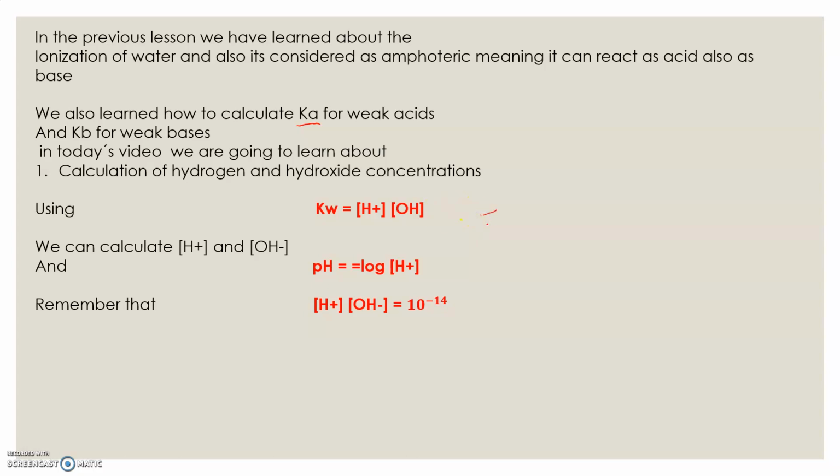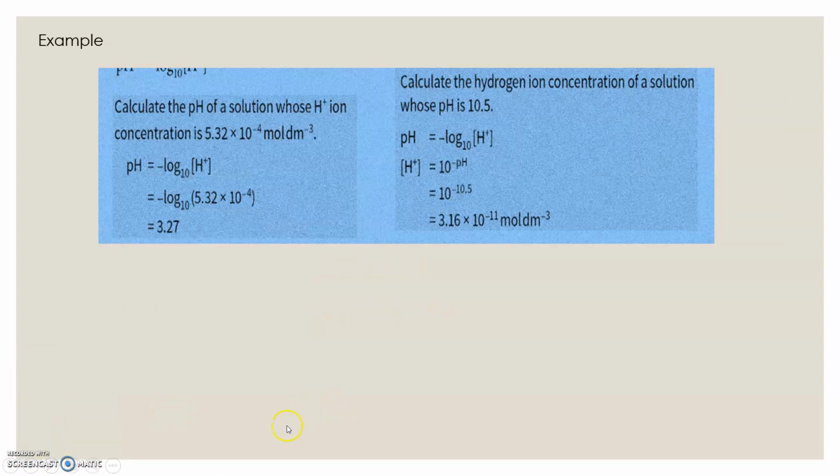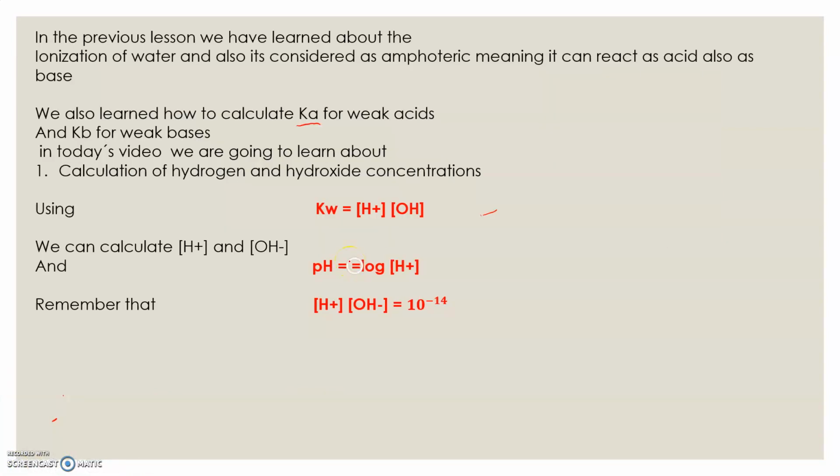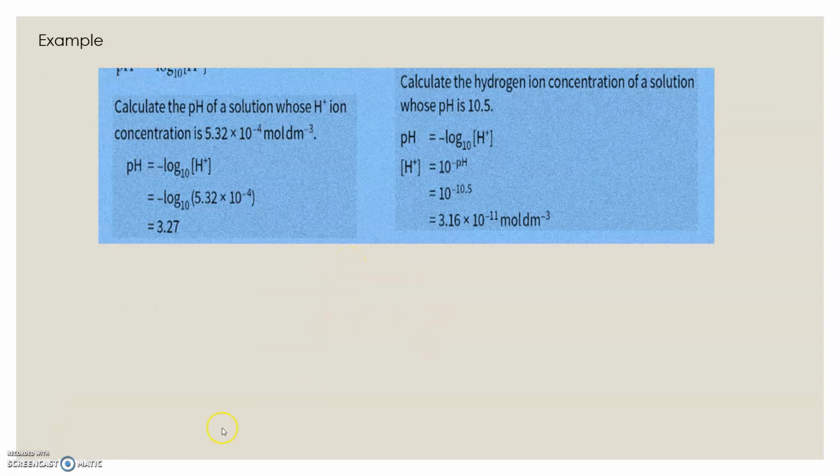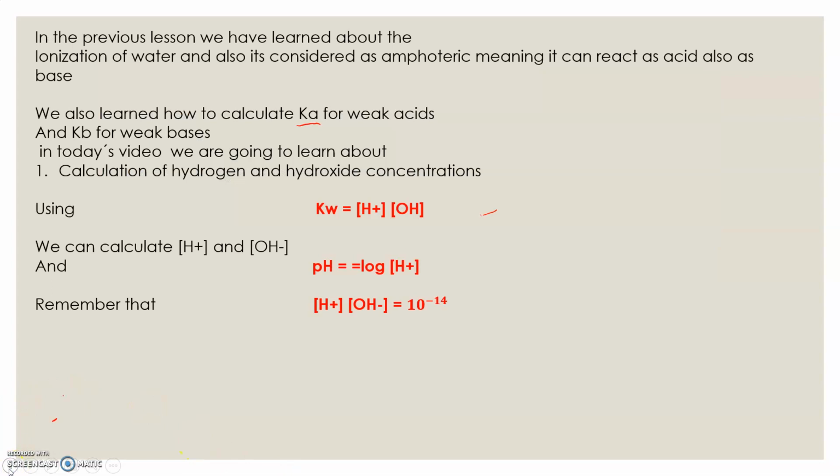Kw, which is the dissociation constant of water, equals the concentration of hydrogen times the concentration of OH. pH equals minus log the concentration of hydrogen. And also you have to remember that the product of the concentrations of hydrogen and hydroxyl is constant, which is equal to 10 to the power of minus 14.